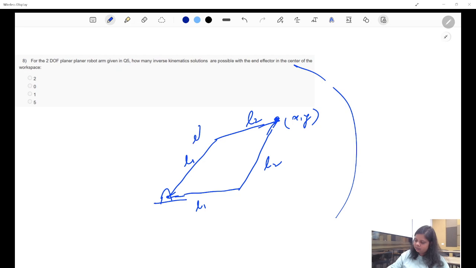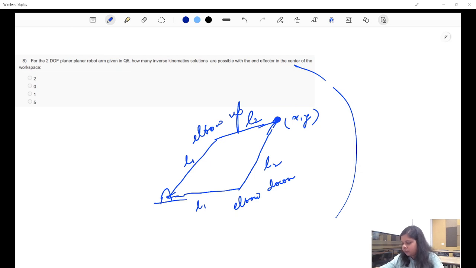So there are two elbow configurations basically. This is elbow down, this is elbow up. These two configurations are possible for reaching this position. So you just have two inverse kinematic solutions for reaching this end effector position. All right, you cannot have any more than this.